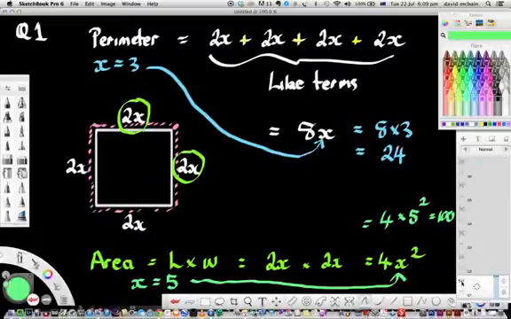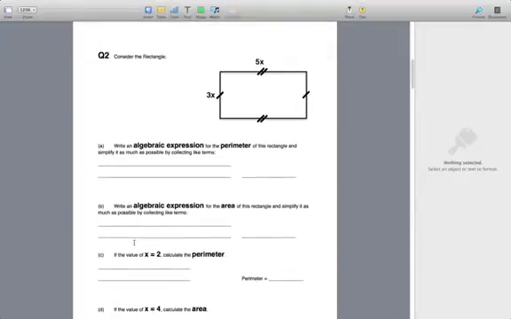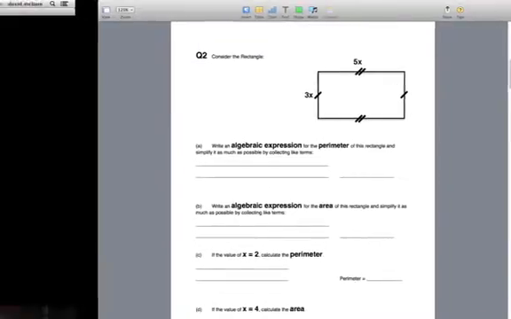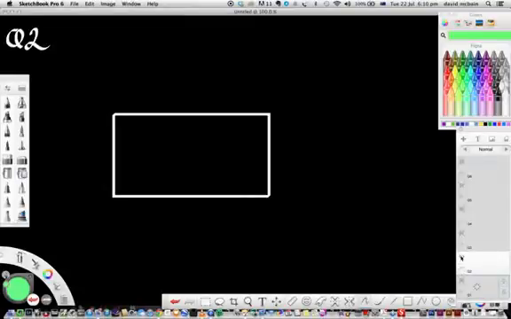Question 2. So go back and have a look at question 2. Question 2 was a similar sort of question, except this time it's a rectangle. So let's go and have a look at this one. So question 2. Rectangle, and the values of our rectangle were 5x, 5x and 3x. Now I reckon already you could do this, you could finish question 2 on your own now.